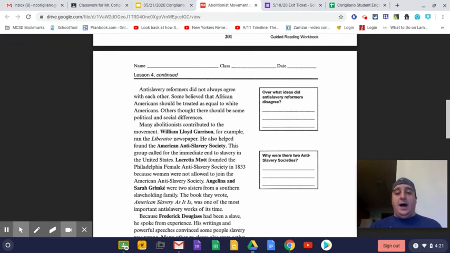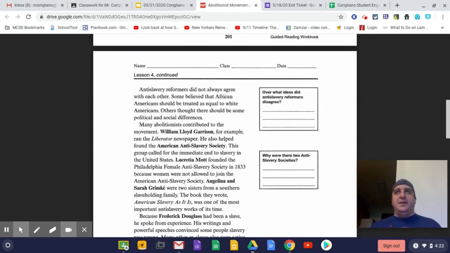And this is the question: over what ideas did anti-slavery reformers disagree? That idea is whether freed African Americans should be seen as equal to whites or should not be seen as equal to whites. So there are going to be two sides of this. Some people are going to look at African Americans and remember the Declaration of Independence and hear that all men are created equal, and believe that no matter what race, what ethnicity, what religion you are, everybody is equal. All men are created equal.